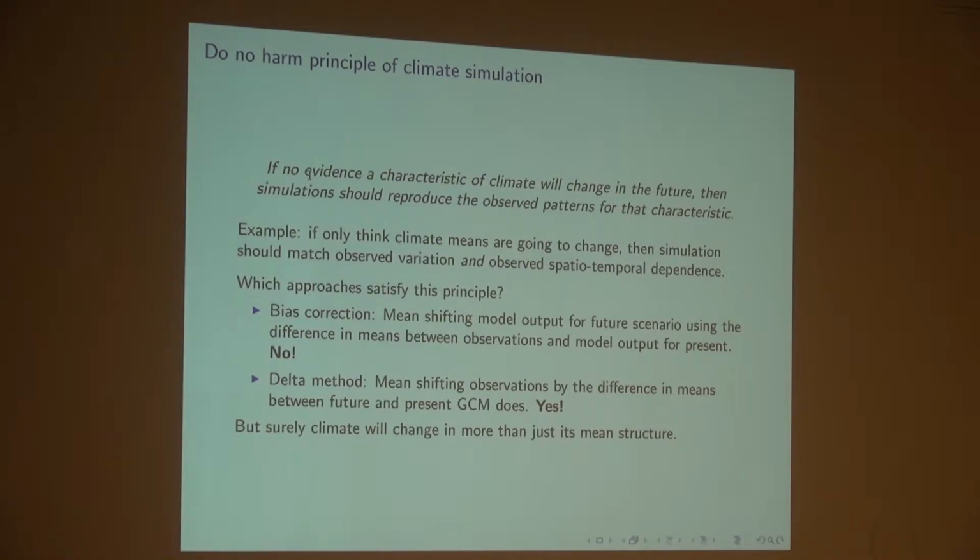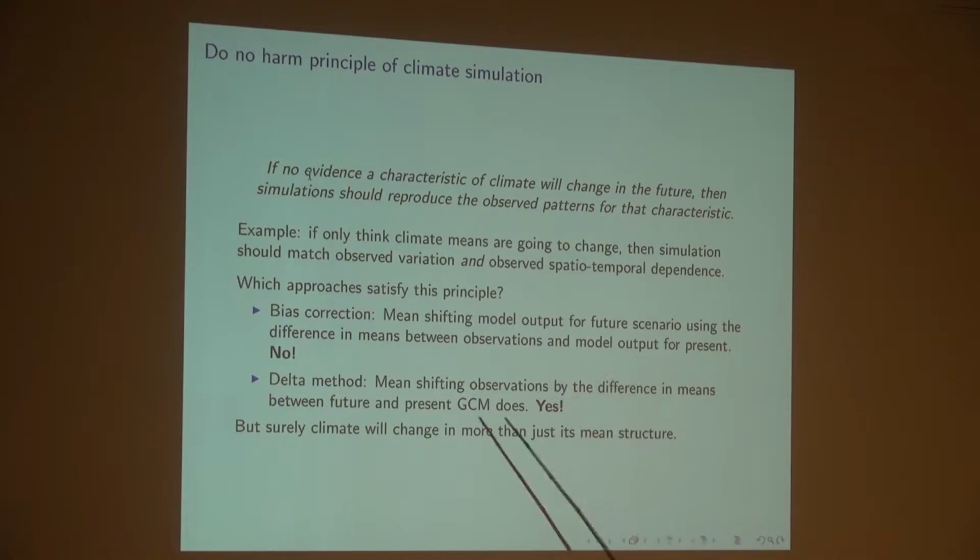Okay, so it takes the future model output and corrects them with the present bias. That does not satisfy this principle, right? Because that uses the model output to say what all those dependencies are like, okay? And I find it highly implausible to imagine that models get those kinds of complex dependencies accurately.